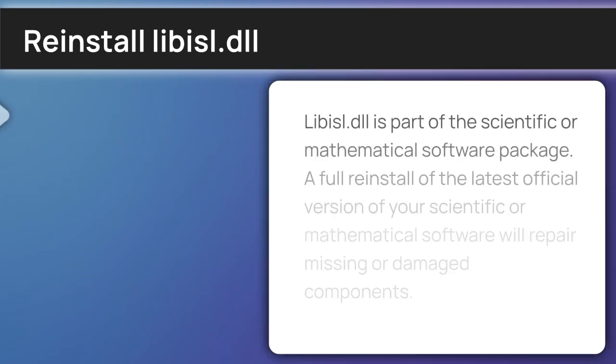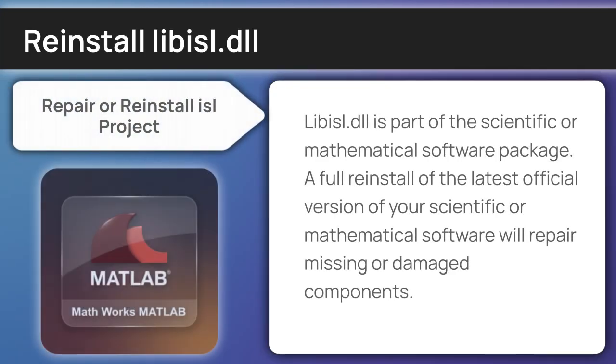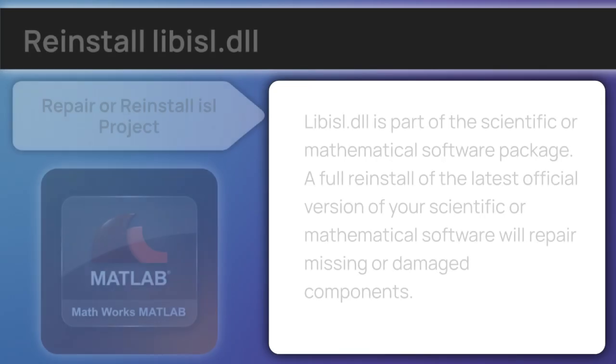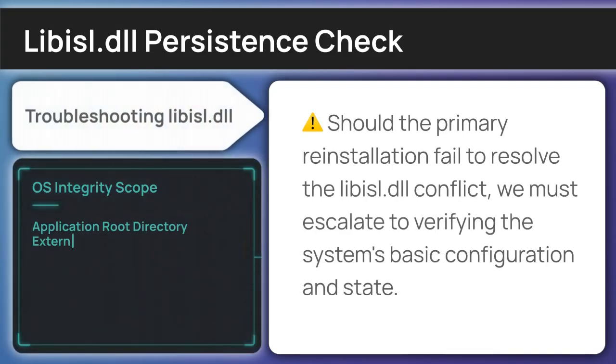The libisl.dll is a third-party application file associated with your scientific or mathematical software. Performing a clean reinstall of the latest version of your scientific or mathematical software will restore the correct version of this file. If the setup package didn't provide a resolution, we need to look under the hood at how your system handles current session configurations.